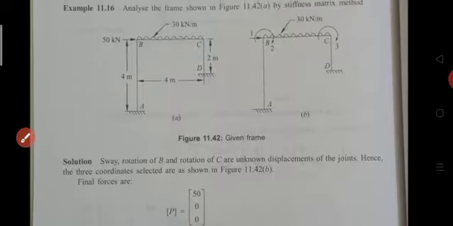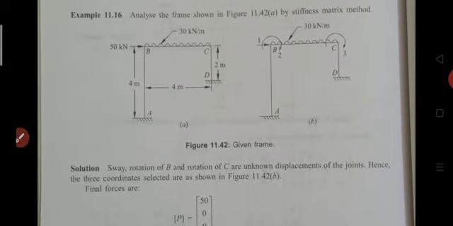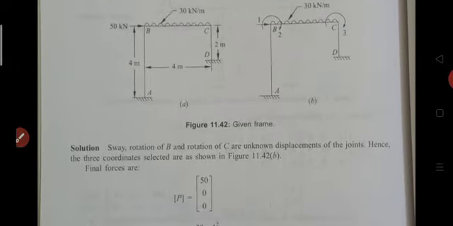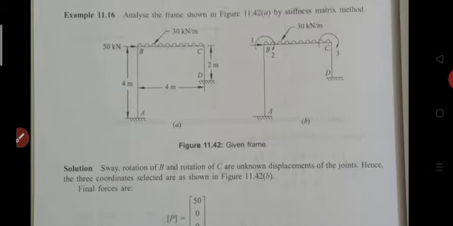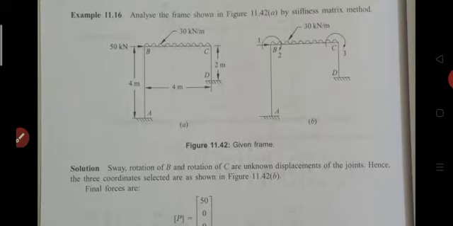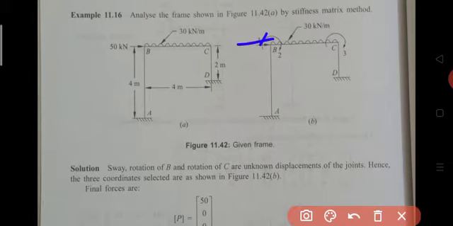Then the third step. In the third step we are determining the final force acting on the assigned coordinate directions. We need to determine this final force at each assigned coordinate direction. What are our assigned coordinate directions? The first one is a force coordinate, and the second and third are moment coordinates.